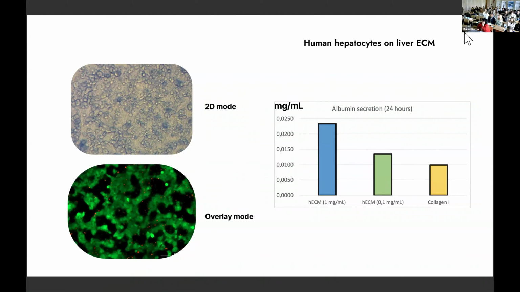However, here, probably because of the complex 3D morphology of the layer, we managed to capture most of the cells on the layer and study them on the layer.